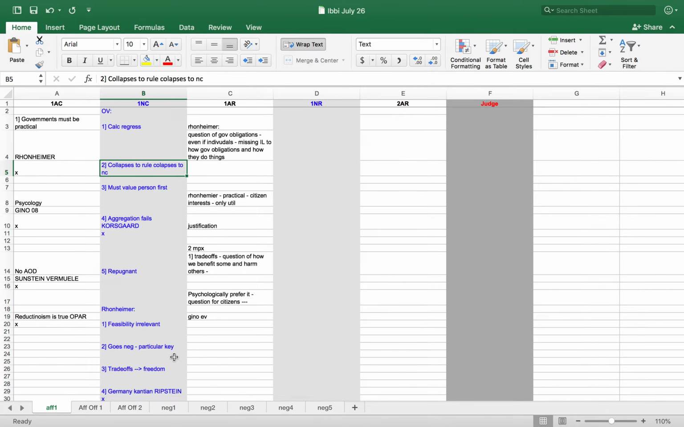The third, I guess, big picture thing I would say is that you want to be more conceptual in how you approach the framework debate. What I mean by that is you're doing a good job, I think, on the line by line, extending Ronheimer, but I think, A, you need to weigh this justification a little bit better, beyond just this trade-offs are inevitable and government obligations come first stuff, which was good, but I think you could do more weighing, and maybe even go for another justification and weigh it.